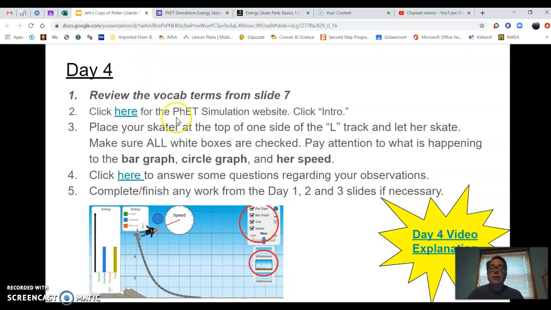And then let's go back to our day 4 slide. It says, now that you're finished, complete and finish any work from days 1, 2, and 3 that you may not have been able to finish. So get those all turned in. Then you are all done for the week.